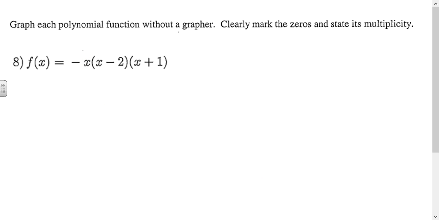Okay, now let's get into our multiplicities and graphing and all that. Now we're sketching these graphs without a graphing calculator. And it says to clearly mark the zeros and state its multiplicity. Now, I also did not mention yet that the degree is equal to all of these exponents of these solutions added together. So for instance, since these don't have one written, technically all of these would have an exponent of 1. So the degree would be equal to 3.